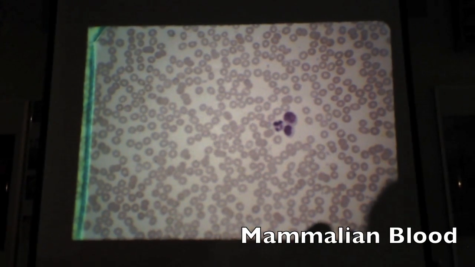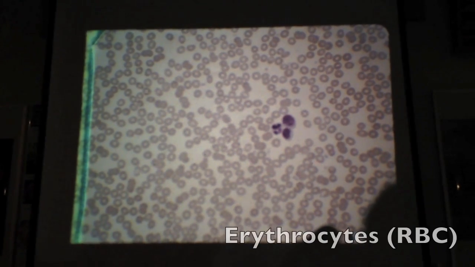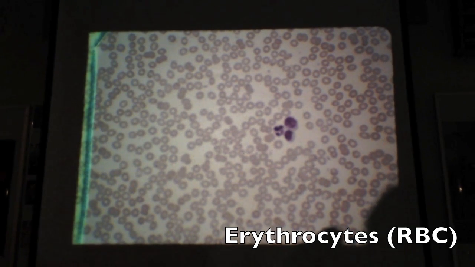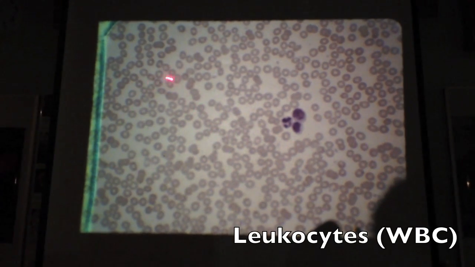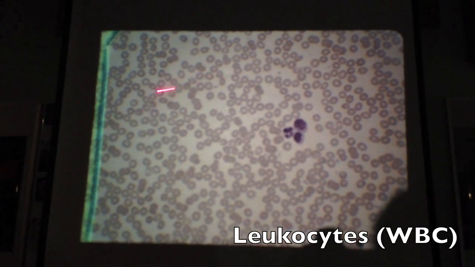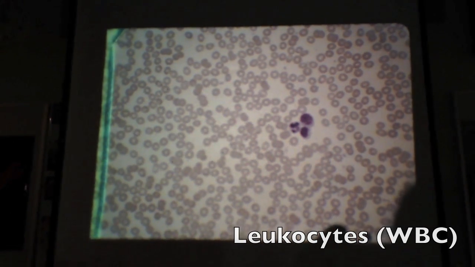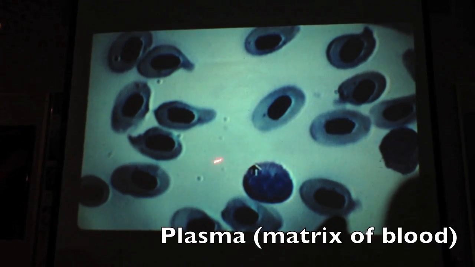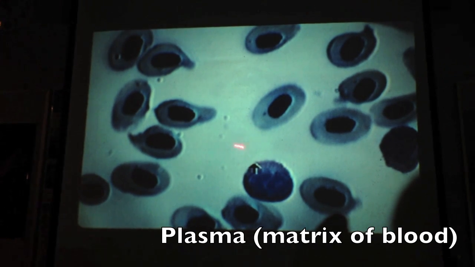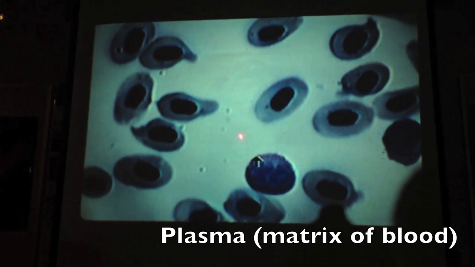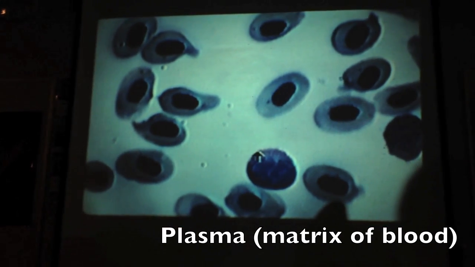What kind of blood? Human, probably mammalian at least. The little Cheerios are called what? Red blood cells are erythrocytes, and these guys are then lymphocytes. What's this part right here? Plasma. So that's the matrix of the blood.